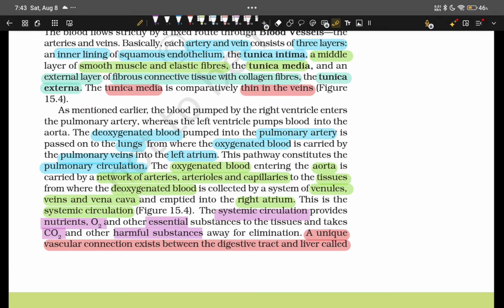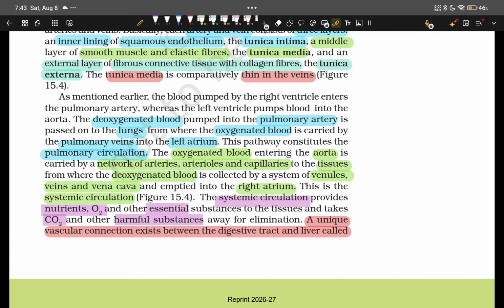Now, as mentioned earlier, blood pumped by the right ventricle enters the pulmonary artery, whereas the left ventricle pumps blood into the aorta. Deoxygenated blood pumped into the pulmonary artery is passed on to the lungs, whereas oxygenated blood is carried by the pulmonary veins into the left atrium. This pathway constitutes pulmonary circulation.